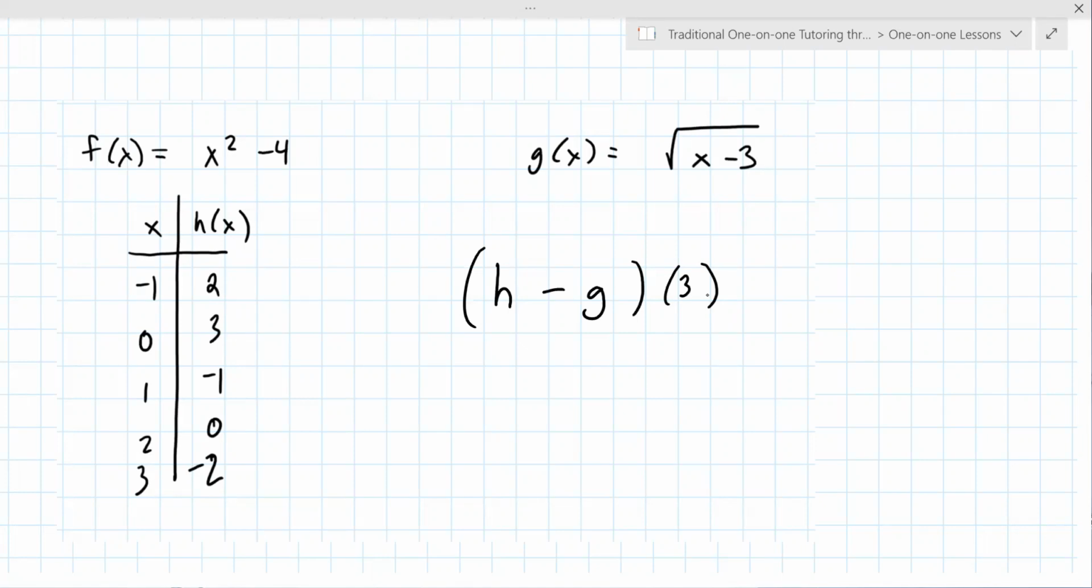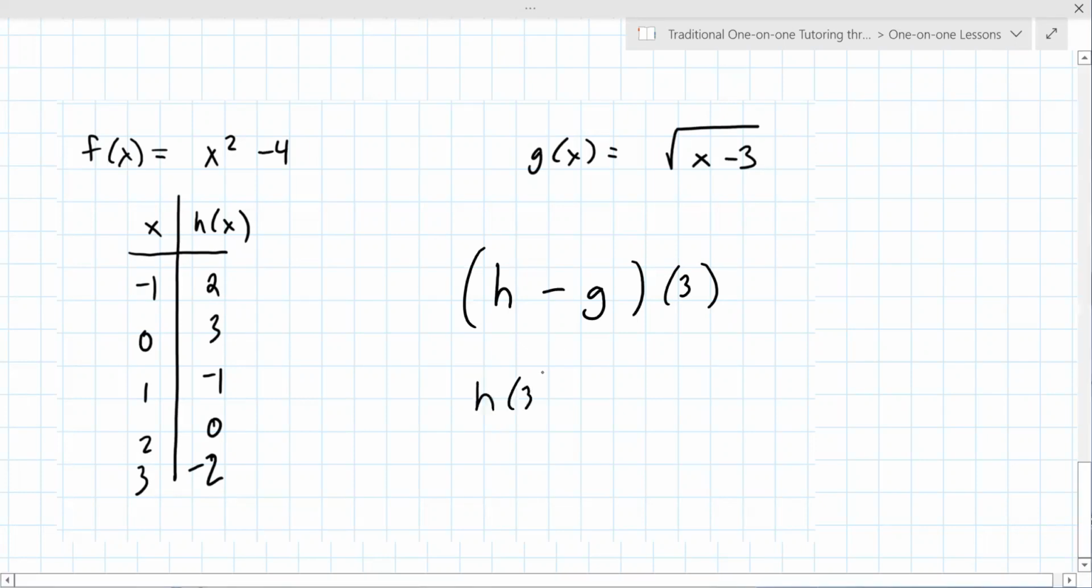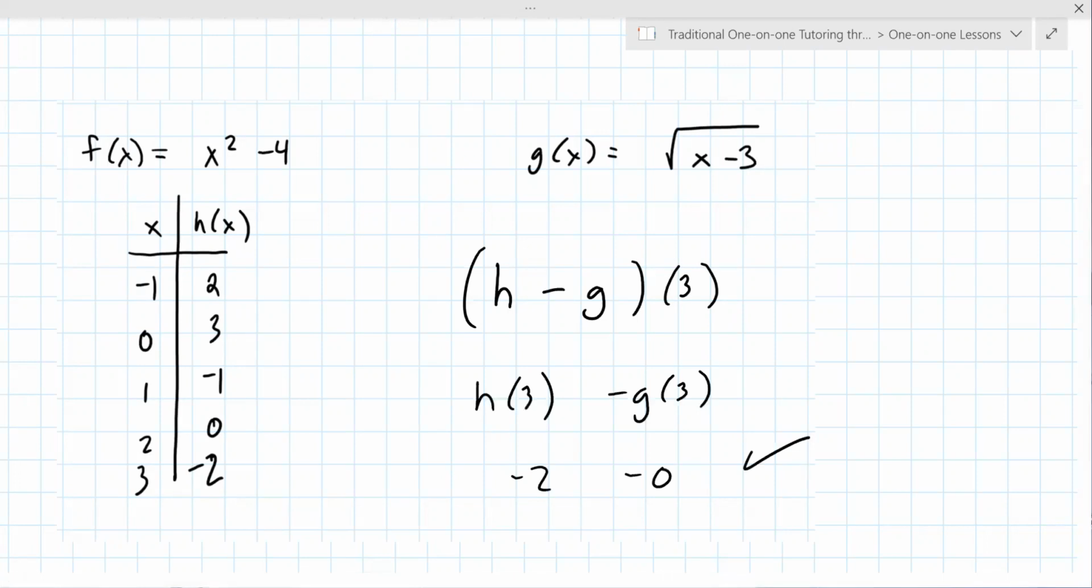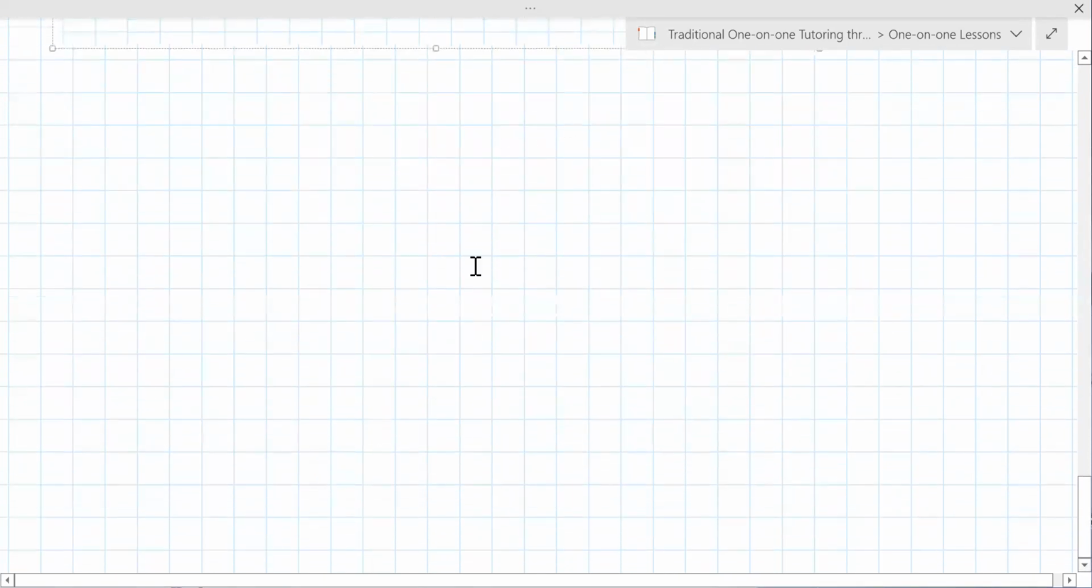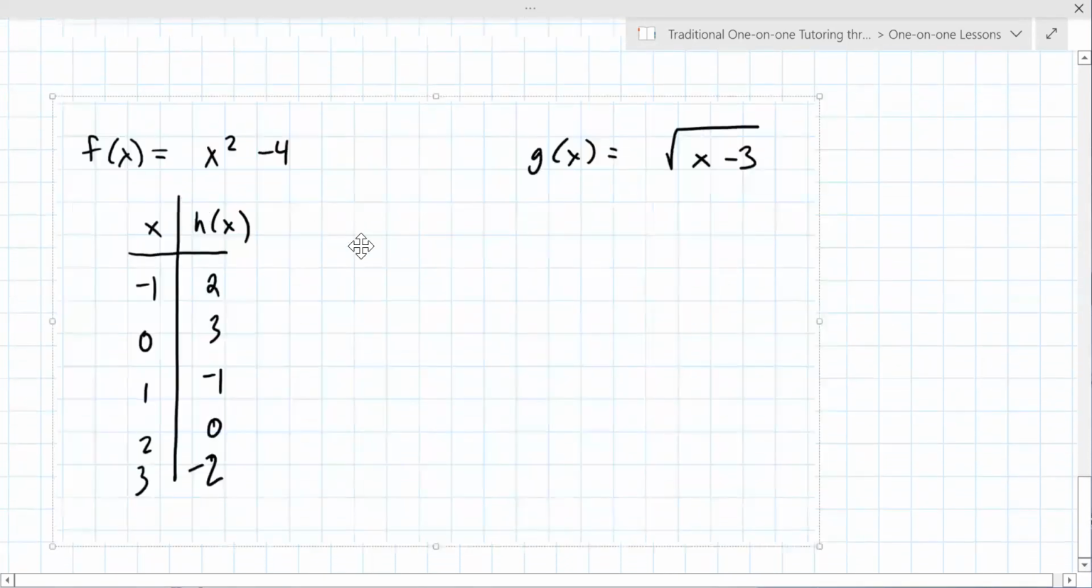So it would be negative 2. Yes, H of 3 minus G of 3 is negative 2 minus 0. Perfect, you got it. Yeah, you're much more confident in this, which is great. I mean, that's the idea. We just got to figure out how to get you confident the first time around for your other tests.